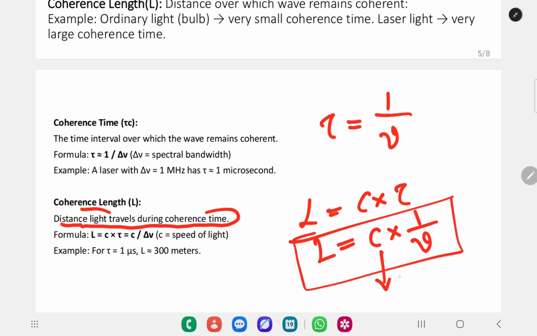Now what is this C? C is the speed of light or speed of wave here. So if tau is 1 microsecond, then the length will be 300 meters as per the formula.